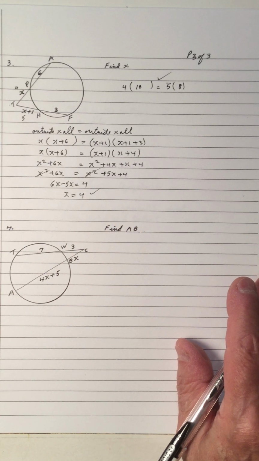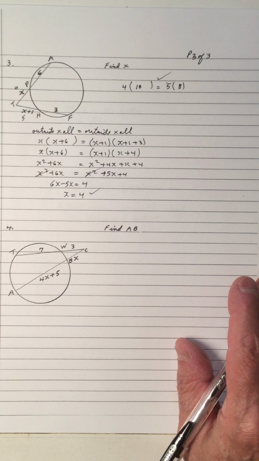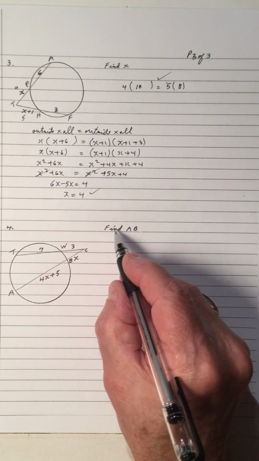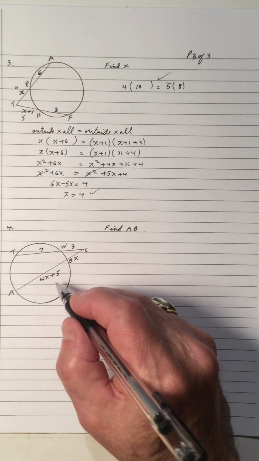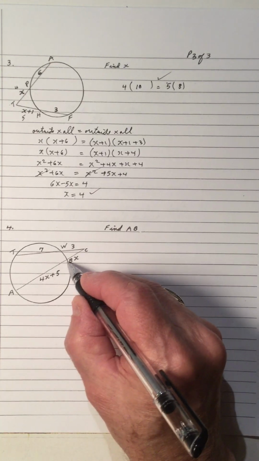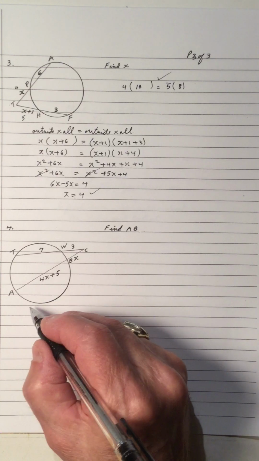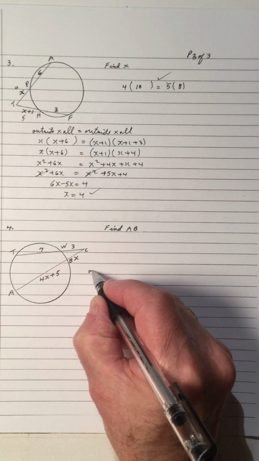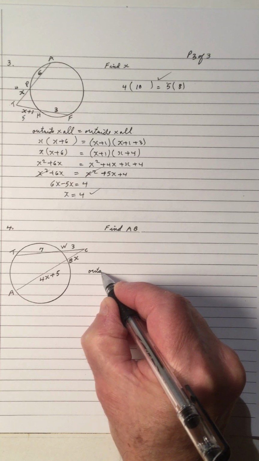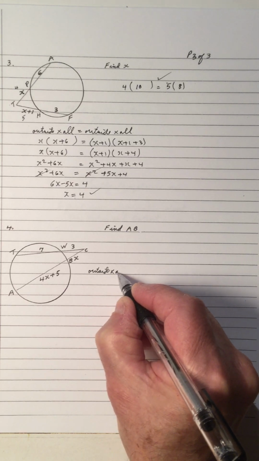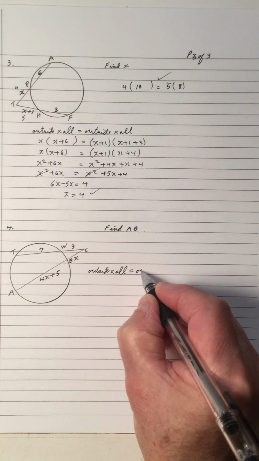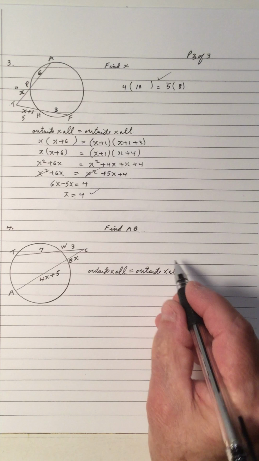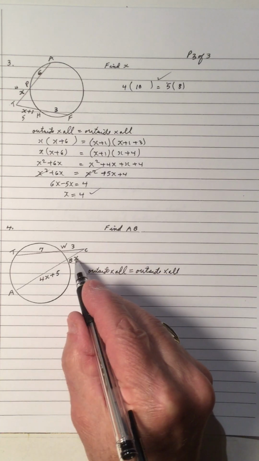And another one to do. Again, just more examples. But this time, here we found x. Now I've got to find AB. So we have to find what x is and then get the length of AB by subbing the value of x in. So here we go again. Outside times all equals outside times all. So let's take this one.